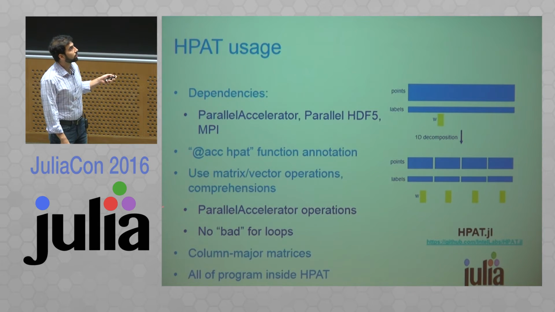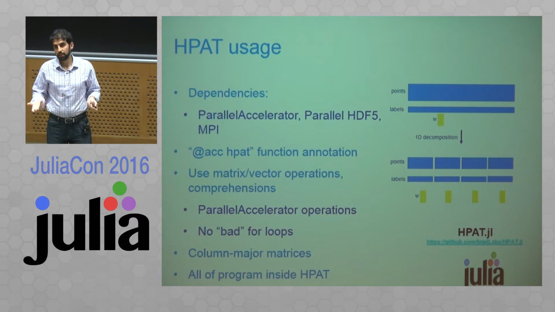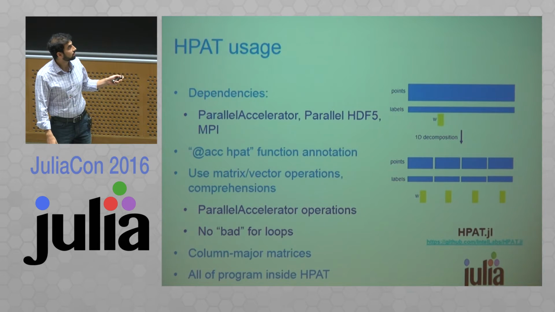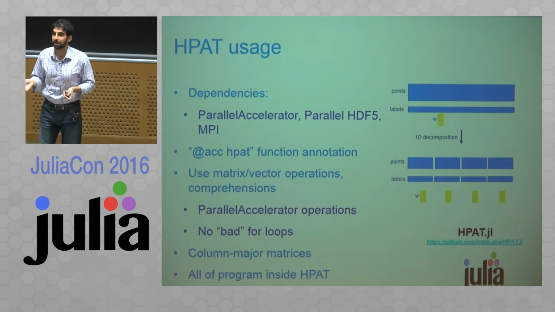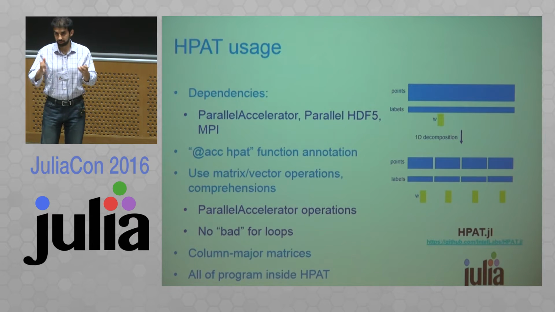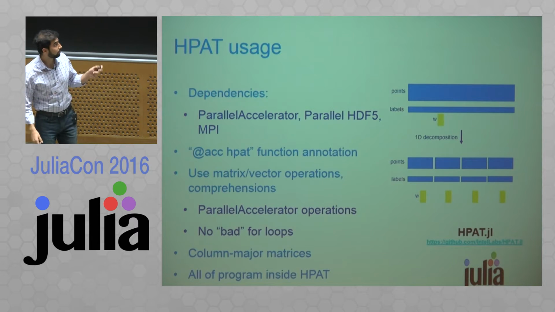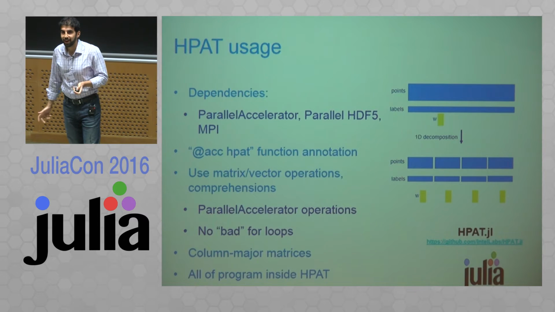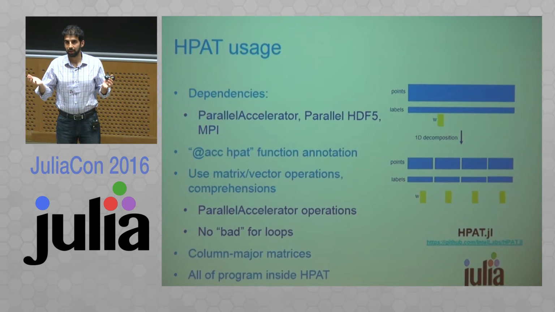Just annotate the functions with this @acc annotation. But the computation has to be implicitly parallel. You just need to use matrix-vector operations and comprehensions, essentially things that ParallelAccelerator understands underneath, because ParallelAccelerator is giving a parallel representation to HPAT to work with. And there shouldn't be any bad for loops. I call loops that could be written by matrix-vector operations bad.